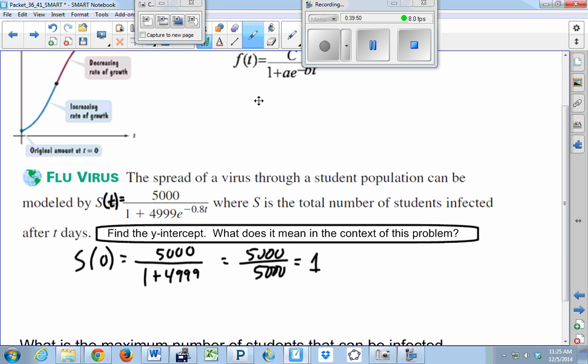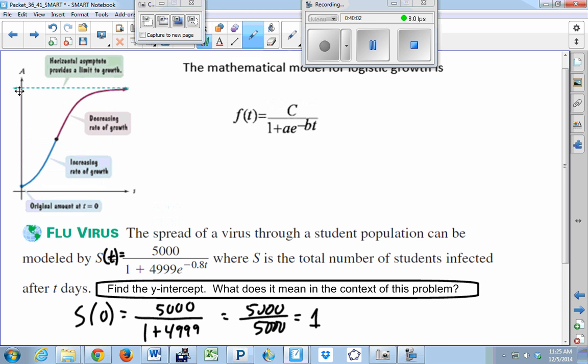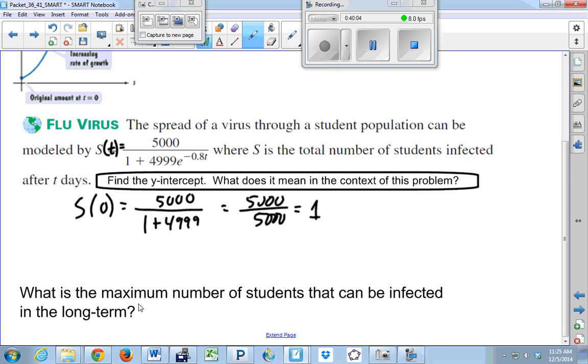What's the most number of people that can be affected by this particular virus? 5,000, that's your top number here. That's your carrying capacity. That's your horizontal asymptote. So the maximum number of students that can be affected in the long term, since we've got a contained population here, is 5,000. So this could represent perhaps a small university or a school, and you have a set number of students. So that's 5,000, and that's just the numerator. That's all you have to do.